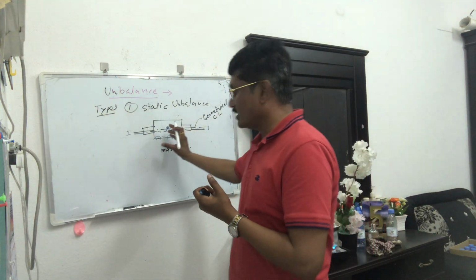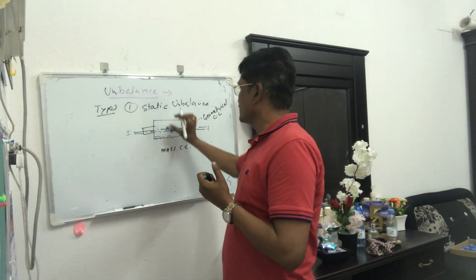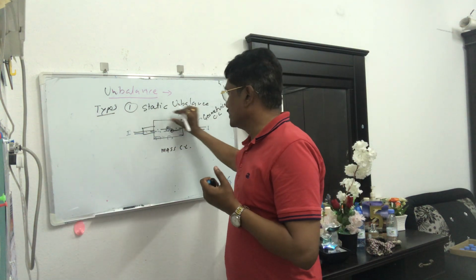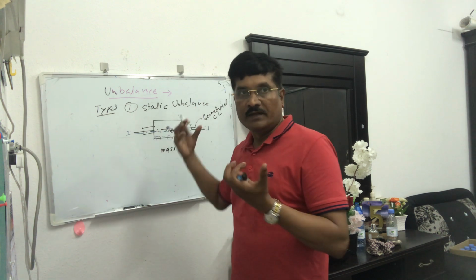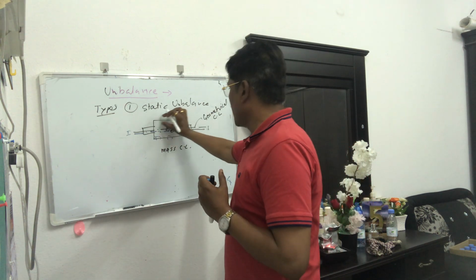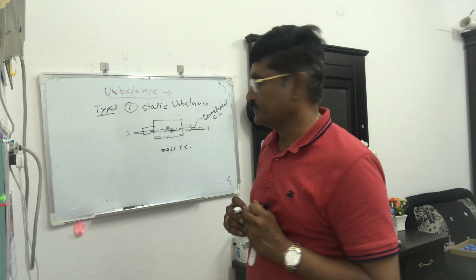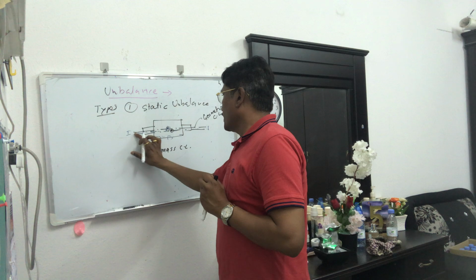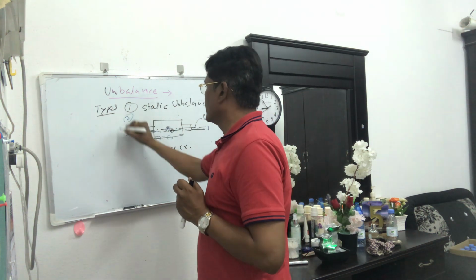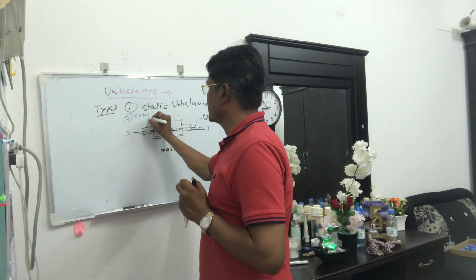That is very easy to cure, rectify. Just add some weight on opposite side or remove this weight. Either we can do anything. Just add some weight, same weight on opposite side, and then it will get balanced. Now, what is the another type? Second type, that is called as couple unbalance.